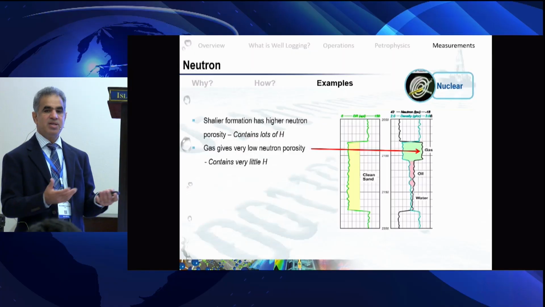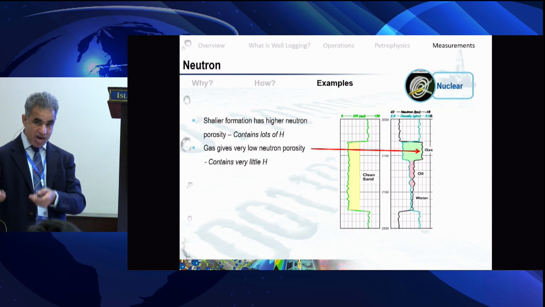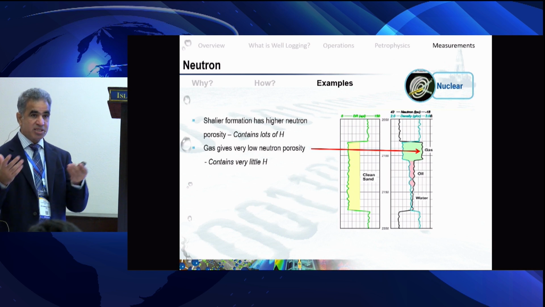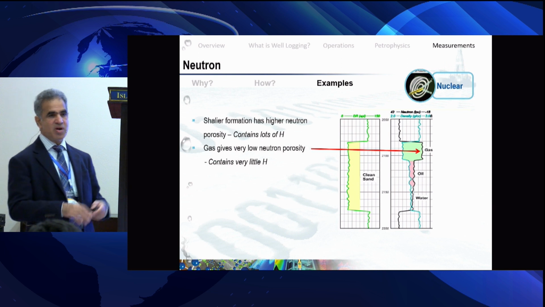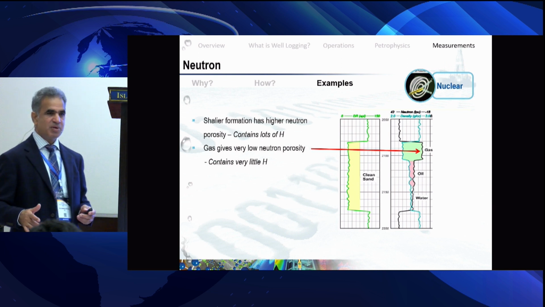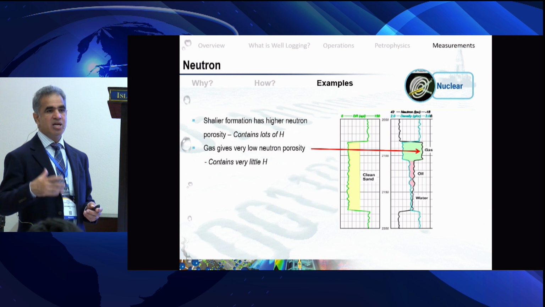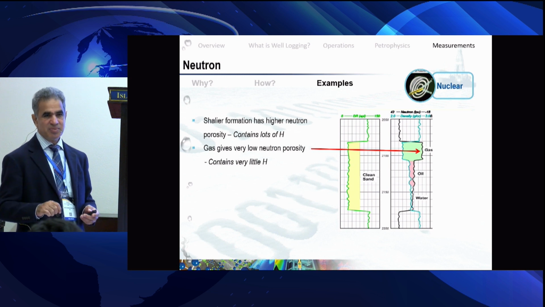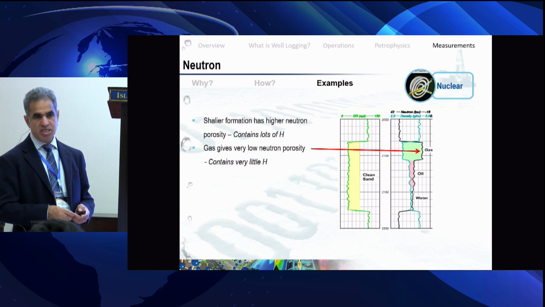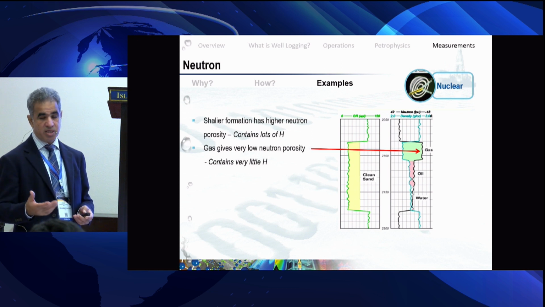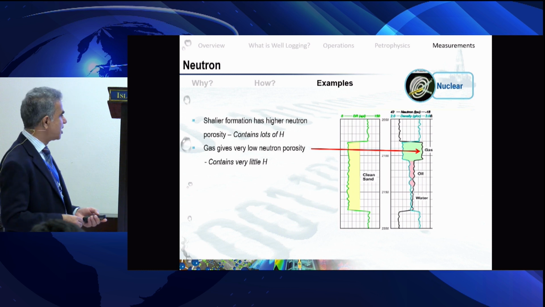Shalier formations have higher neutron porosity. Why higher neutron porosity? Because they have hydroxyl ions. Clays are aluminium hydrosilicates, so they contain a lot of water. That gives a lot of porosity. Whether this porosity is effective, has some hydrocarbon, or has some permeability is another question. When we talk about a conventional reservoir, we keep away from the shales. But when we talk about source rock evaluation, unconventional, we are also interested in shales. As you see in the US, how productive shales are, and other countries are also working on it. Pakistan also has some projects on shale gas.